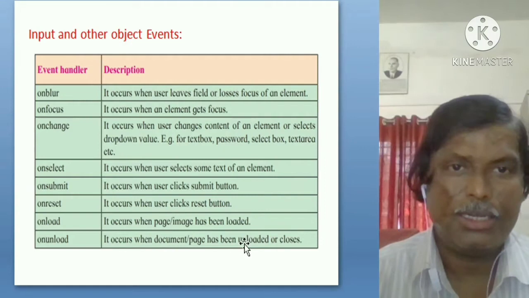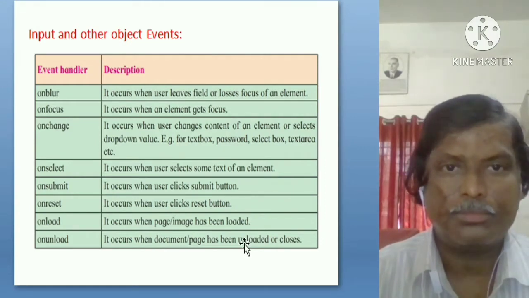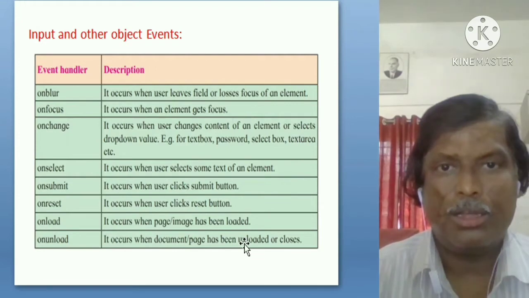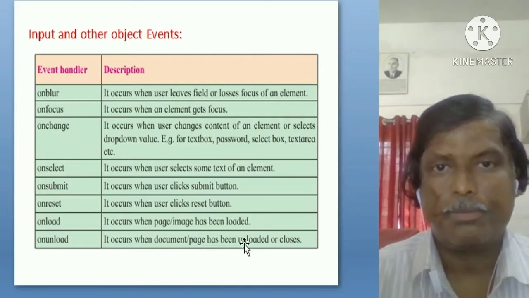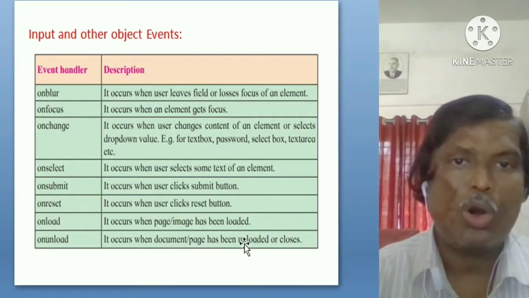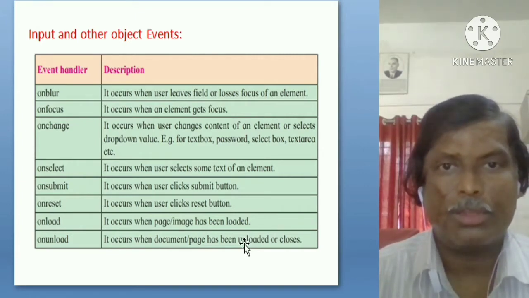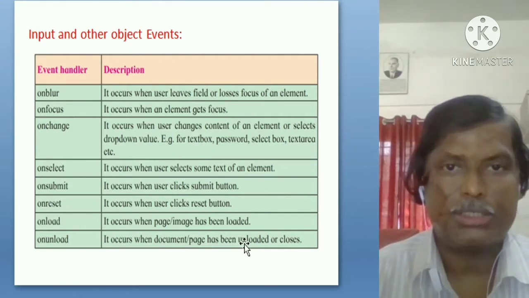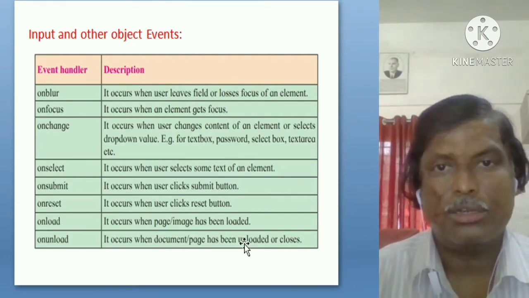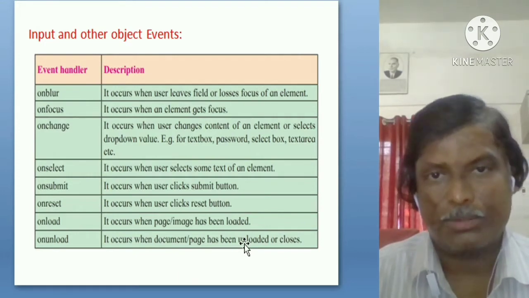Then there is a second event handler, onFocus. It occurs when an element gets focus. Now see that onFocus is the opposite of the onBlur event handler. These two are the opposites of each other. In onBlur it loses focus of an element, and onFocus occurs when an element gets focus.